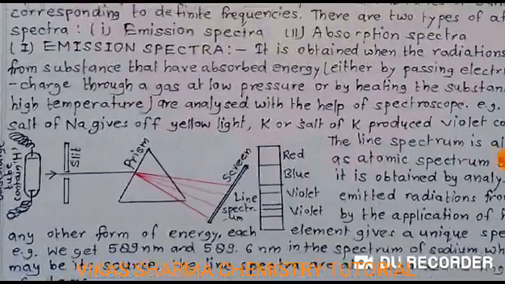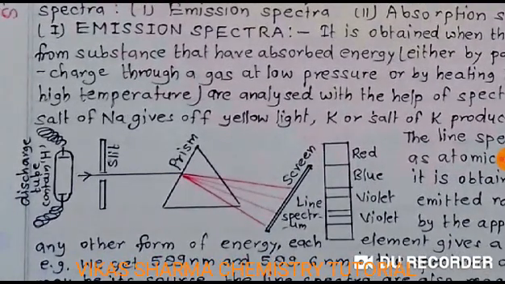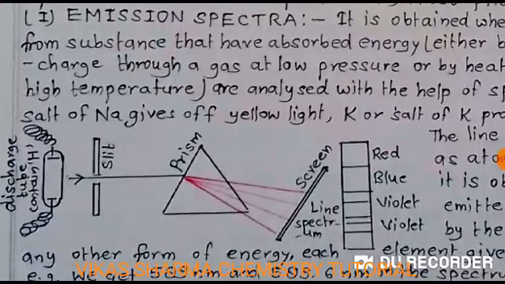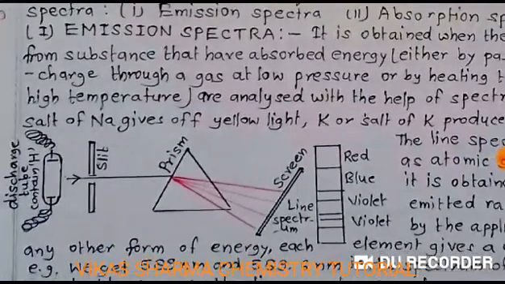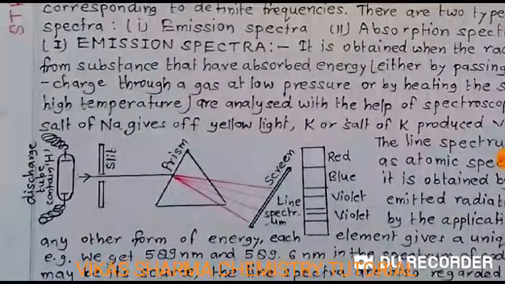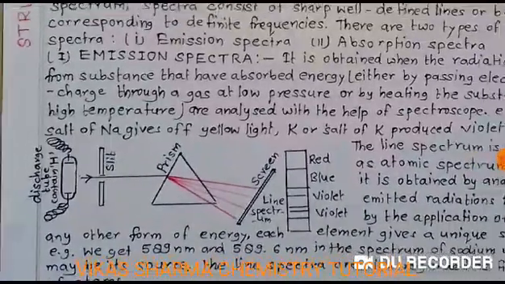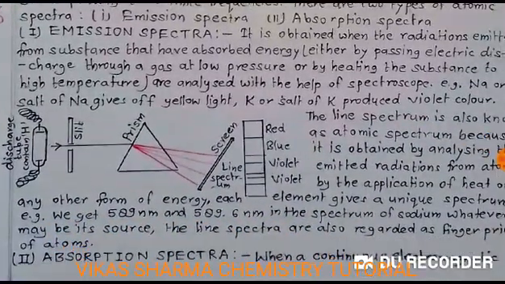So student, you have seen on the setup of the display, the discharge tube contains hydrogen. We take an example of hydrogen. Then a slit, the emission spectra, the light is passed through the prism. On the screen, which is a line spectrum, they are showing the different colors of the wavelengths, red, blue, violet. So we can observe what type of atom it is.